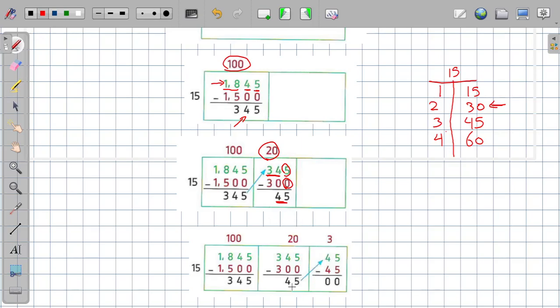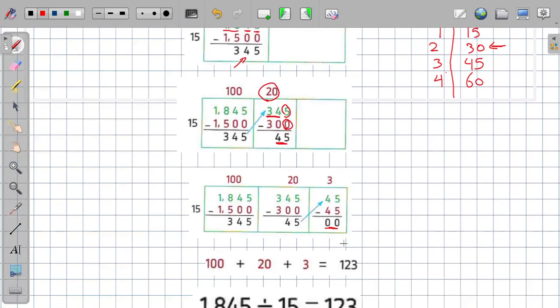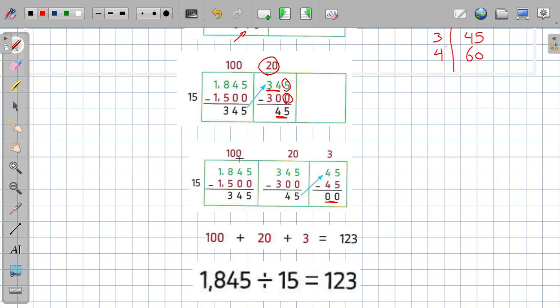So let's repeat the operation again. The remainder is 45, so I will write it in the third part of the rectangle. So I have 45, and 45 is in the timetable of 15. So I will take 45. So 45 divided by 15 equals 3, and the remainder will be equal to 0. So the result will be 100 plus 20 plus 3 equals 123, and this is the quotient of the division.